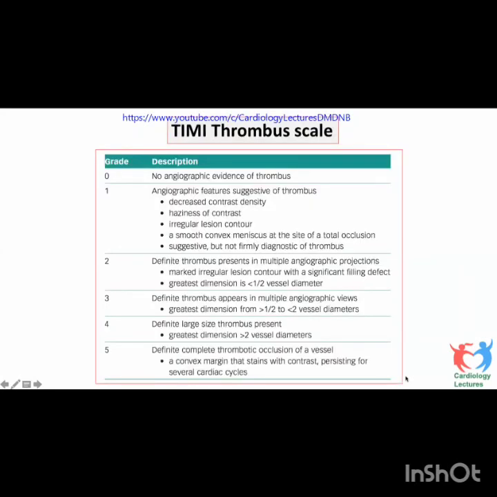Thrombus has been graded as 0 to 5, depending on whether there is no thrombus, that is grade 0, or whether there is a complete thrombotic occlusion of the vessel, that is 5. And depending on the length of the thrombus in relation to the diameter of the artery, it has been variably graded as 1, 2, 3, 4.